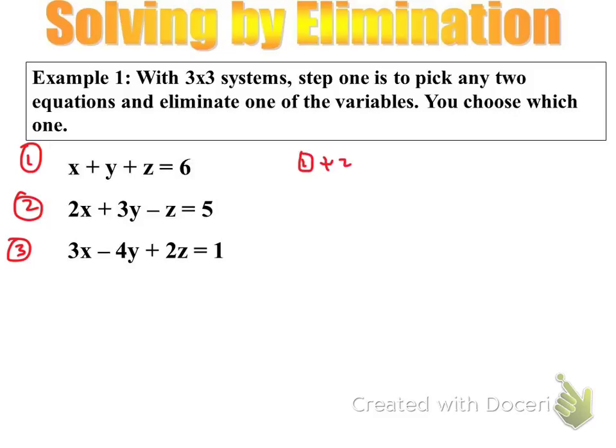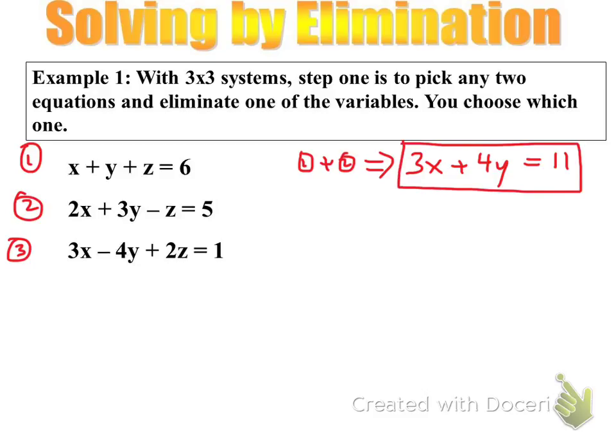1 plus 2. So I'm kind of listing what I'm doing here. What is 1 plus 2 going to give us? 3x plus 4y, the z's cancel, equals 11. I'm just going to put a box around that and save it for later. Okay?